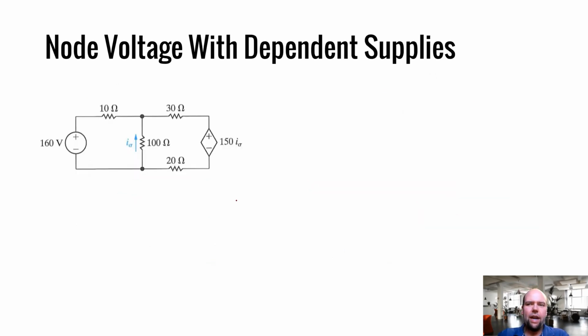Now let's talk about what happens when we throw a dependent supply into these circuits. The good thing is it doesn't really change much. The main thing is to treat the dependent supply as if it is just a supply. In this case, a dependent voltage supply, treat it like a voltage supply as long as you can. And at the end of the day, these dependent supplies are a function of some parameter in the circuit. In this case, it's this current flowing through here. But the good thing is when we apply node voltage, we have these essential node voltages and we can use them to solve for any unknown in the circuit.